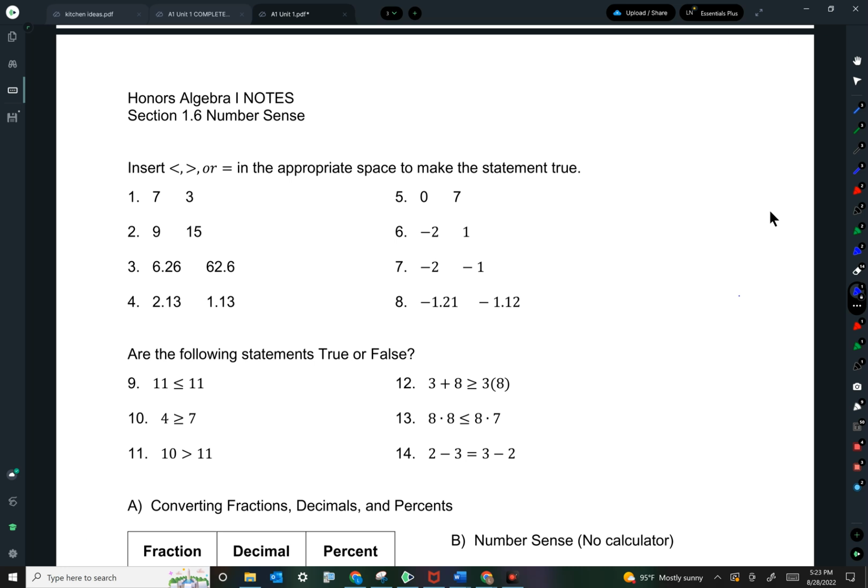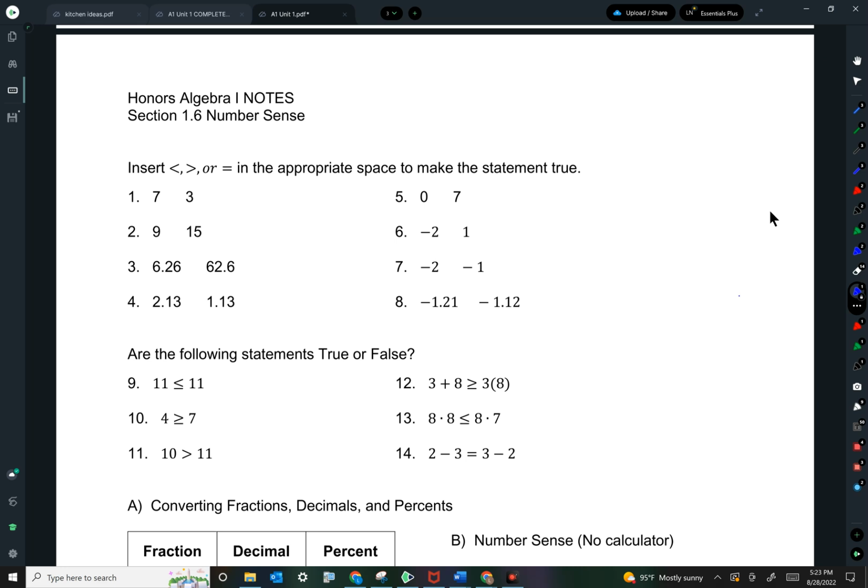This is section 1.6 on number sense for Honors Algebra 1. Take a look at the top part, and the beginning of this seems so straightforward, right? How do you determine if one number has a higher value than another? Well, that's pretty easy when it's a nice, neat whole number, or if you have a positive or negative number, but it can get more involved, and that's when it becomes more of a common sense thing.